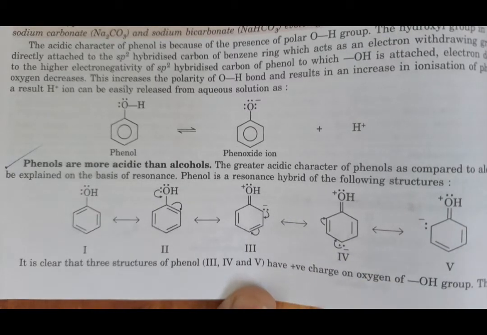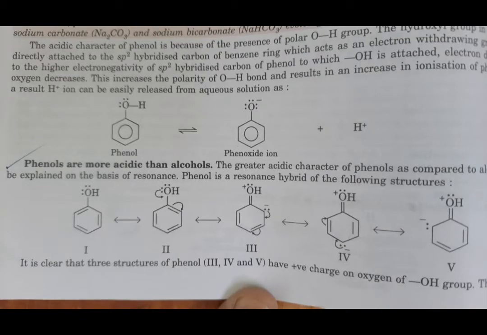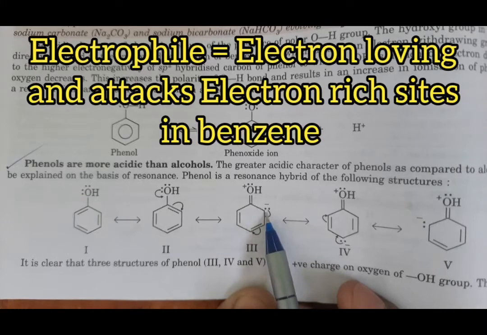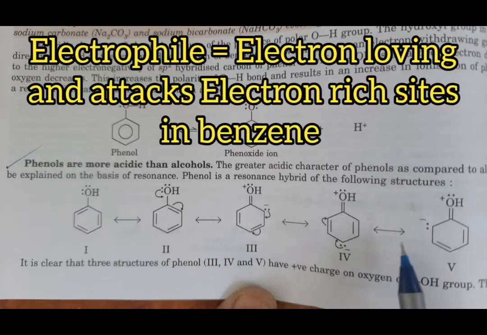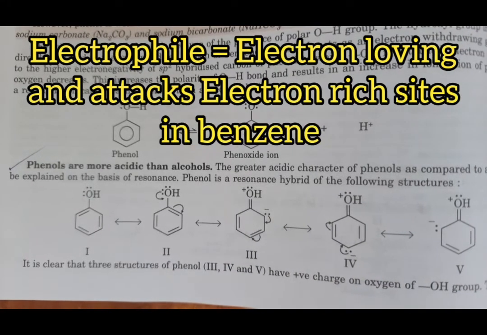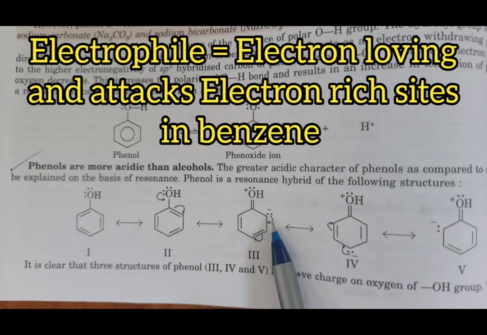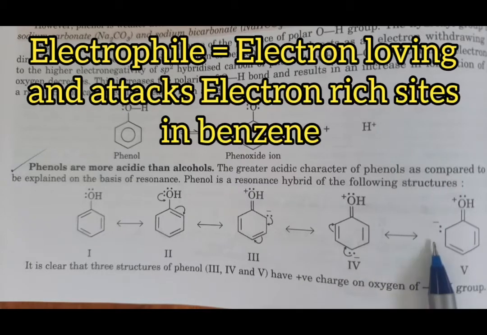So whenever an electrophile, which is electron loving, as I said, E plus, attacks, it will attack where the electrons are more. So it will attack either the ortho position or the para position. Therefore phenol is an ortho-para directing group.